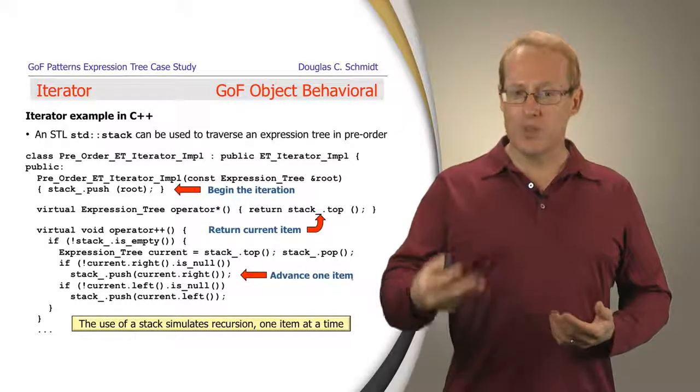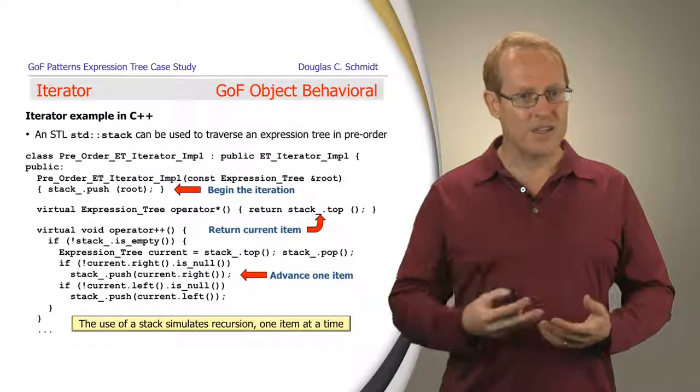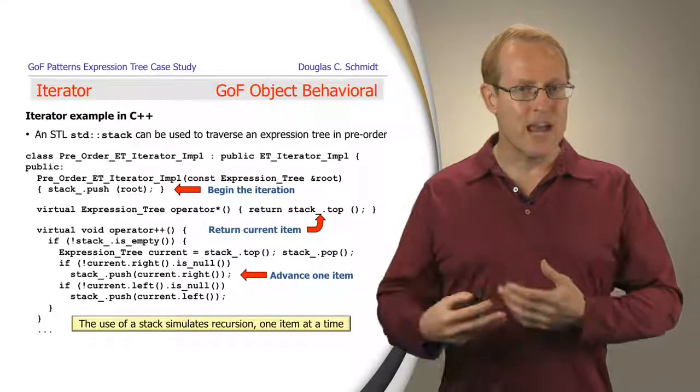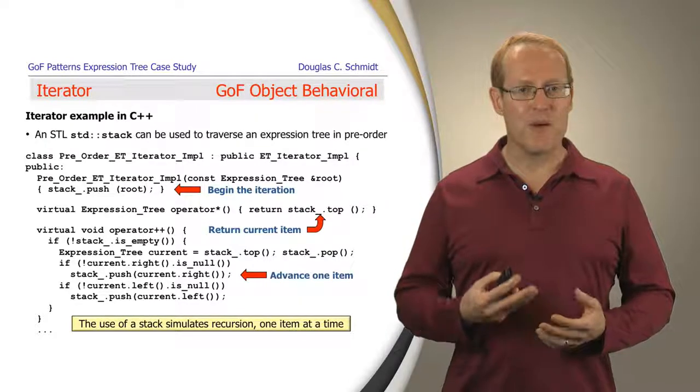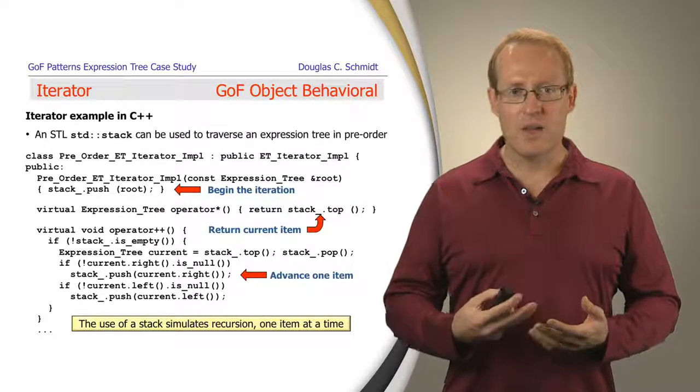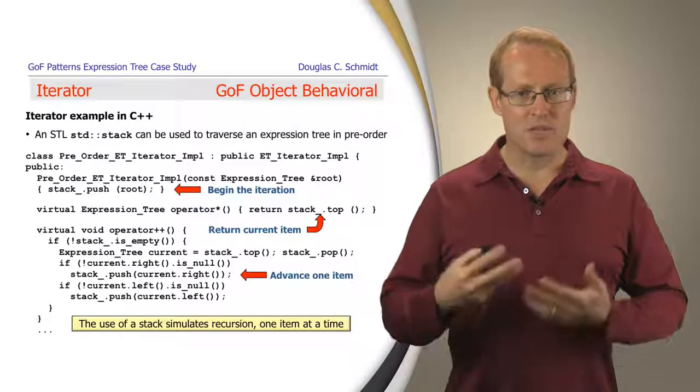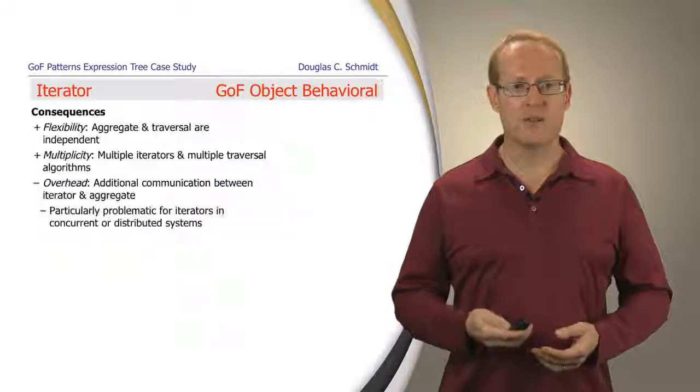We don't want to actually do this recursively because we want to get access to each element one at a time. And if we use recursion, we do the whole thing in one fell swoop. So this is a nice example of how we can combine STL as well as patterns in order to be able to simplify the way that we write the iterators.